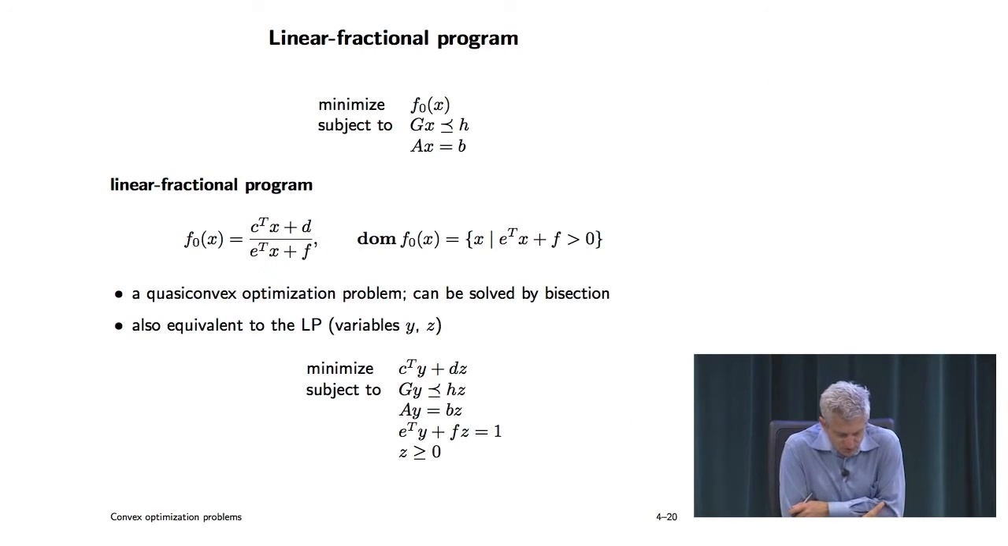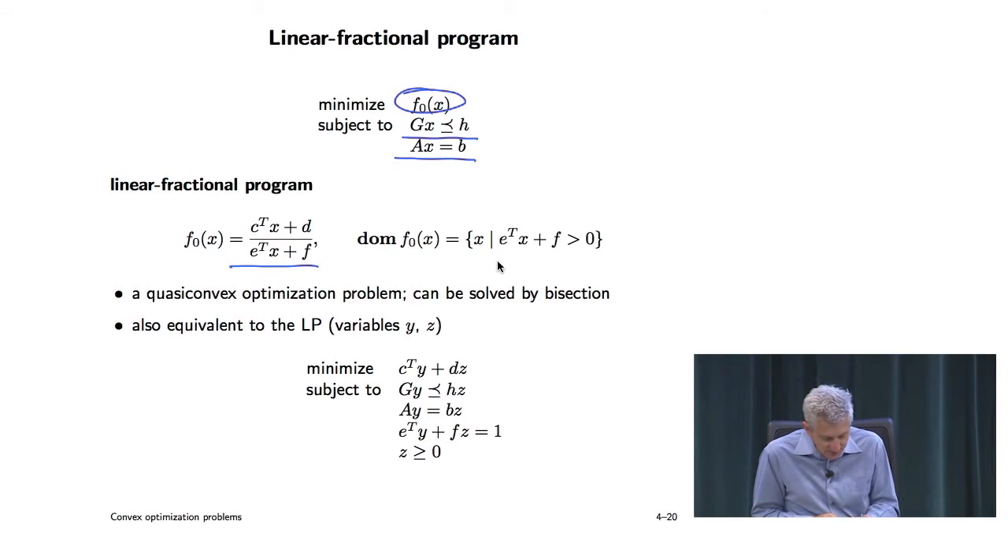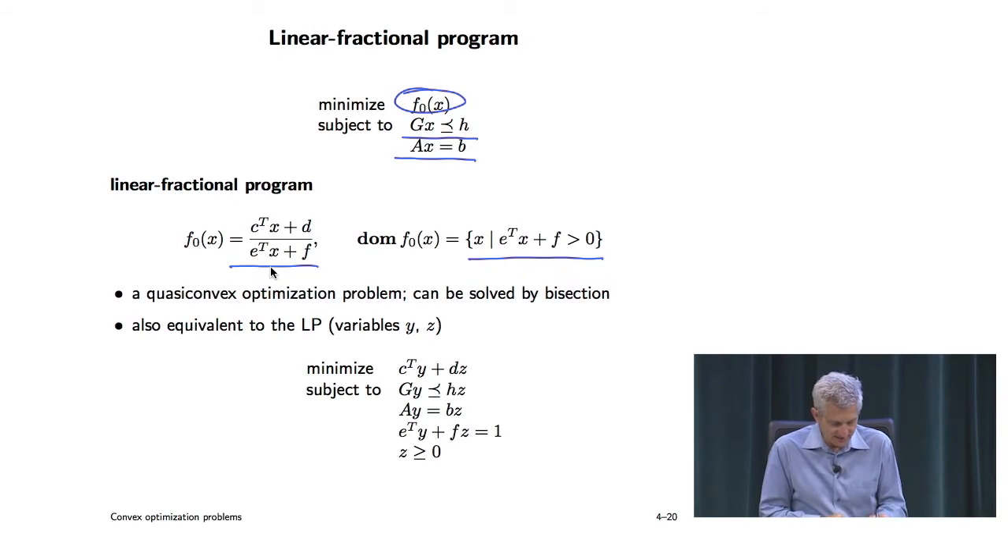Here's a significant generalization of linear programming, what's called linear fractional programming. It's a quasi-convex problem. And it's this. We have linear inequalities, linear equalities, and the objective is what's called a linear fractional function. It's a ratio of two affine functions, and there we do have to say the domain is one of the half spaces, and the convention is it's the half space under which the denominator is positive. Okay, so some people call it a bi-affine function.